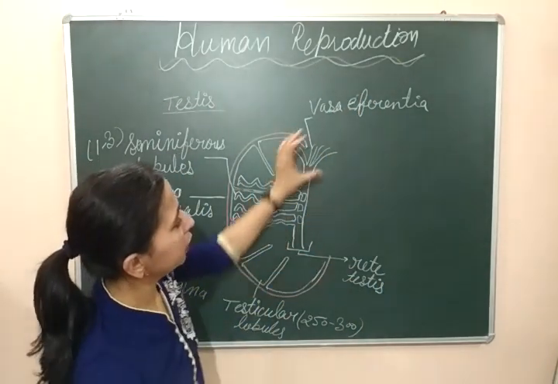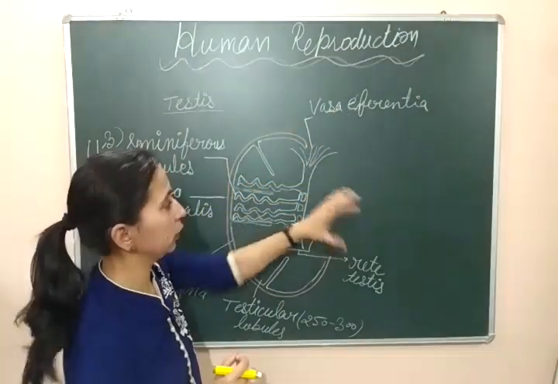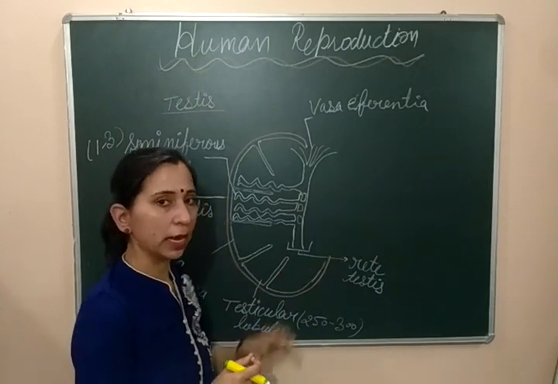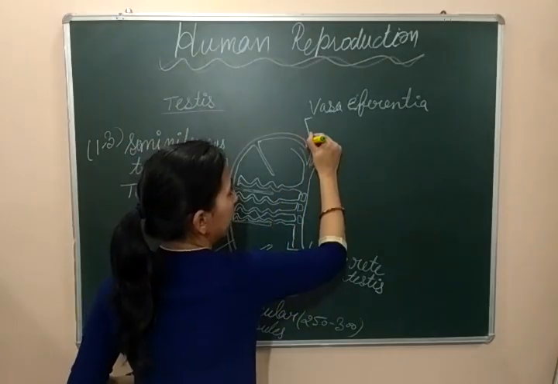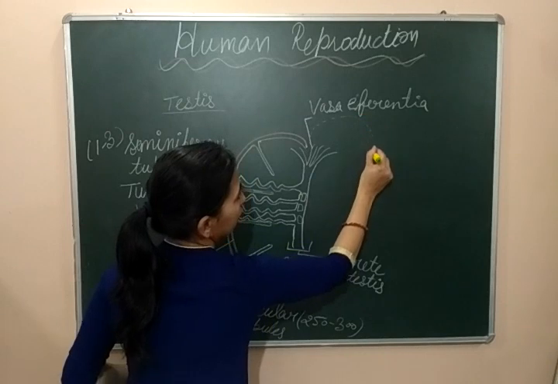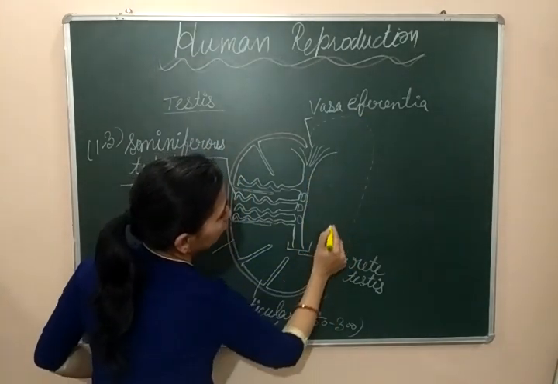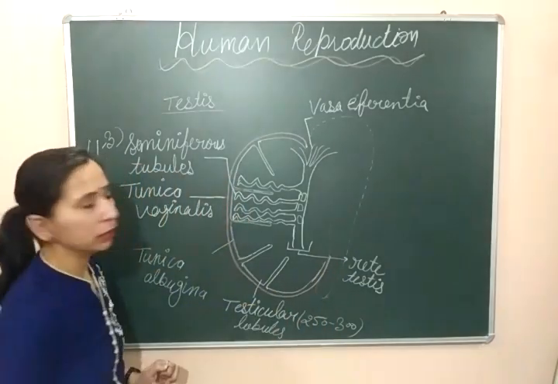After this, there will be one more structure here, about which we have talked earlier. With the testis, the next part of this reproductive system is present. That is our epididymis. So epididymis will be present here. It is a long convoluted structure. It will be present here. We will talk about it later.